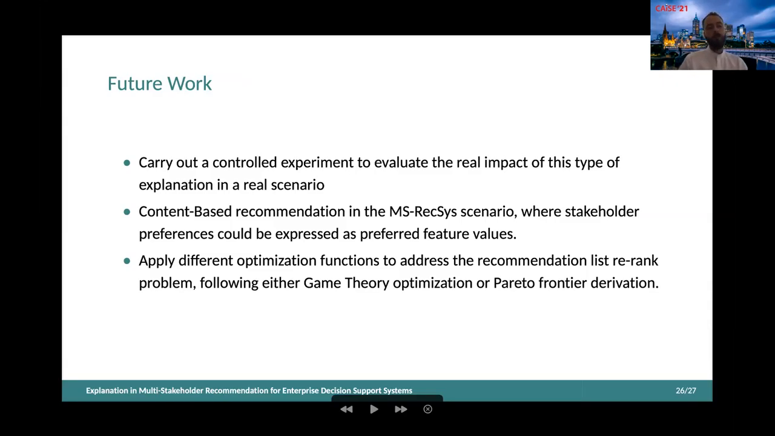We have also thought about building a content-based recommendation in the multi-stakeholder recommender system scenario, where stakeholder preferences could be expressed as preferred feature values and not only with an implicit association between consumer and item or provider and item. And in this direction, we want to apply different optimization functions to address the recommendation list re-ranking problem following either game theory optimization or Pareto frontier derivation.